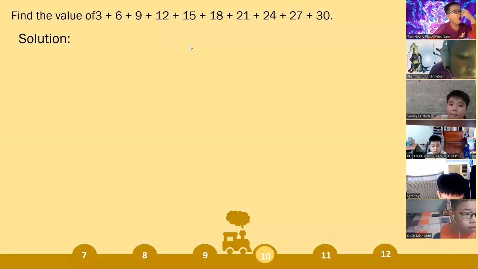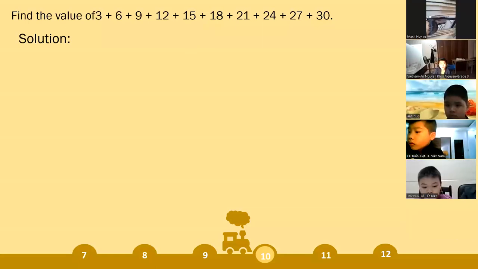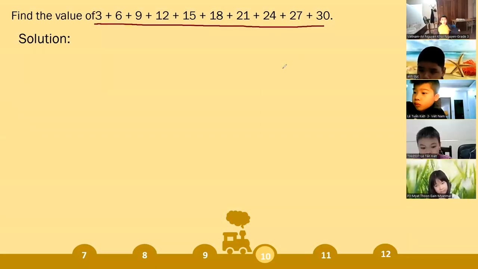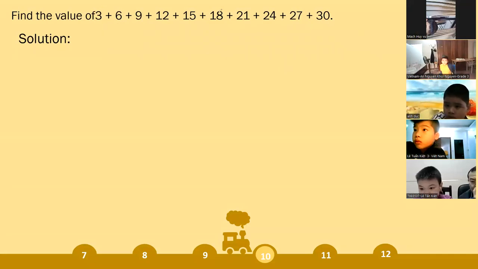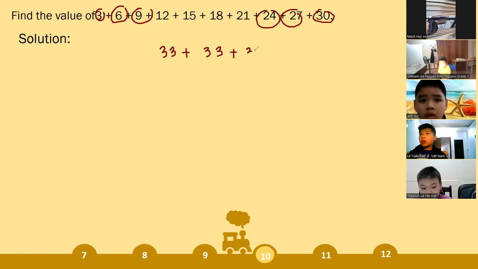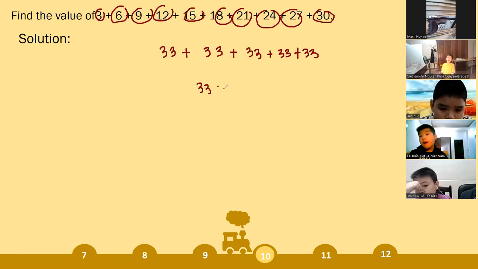Okay, we need to find the value of 3 plus 6 plus 9 plus 12 plus 15 plus 18 plus 21 plus 24 plus 27 plus 30. We have many ways to solve this one, but the most efficient way is, since all of the numbers are present, to group the first and last numbers. That will give you 33. 6 and 27 give you 33 as well. 9 and 24 give 33. 12 and 21 also 33. 15 and 18 also 33. So we have 33 times 5, which is 165. And that is the answer.